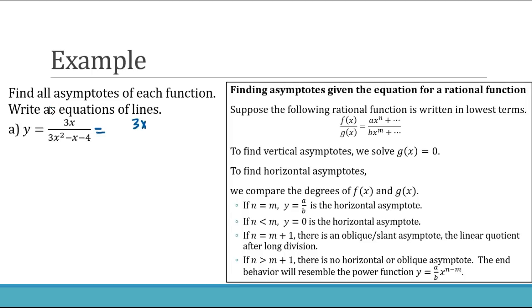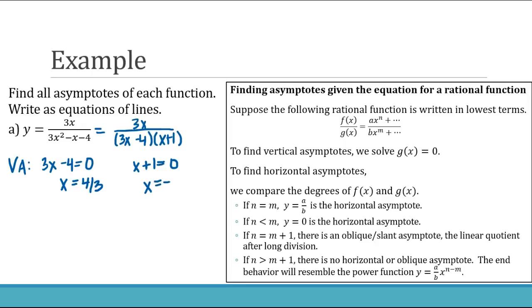So the numerator is 3x. The denominator is going to factor to 3x minus 4 and x plus 1. So to find vertical asymptotes, we set the denominator equal to 0 as long as we're in lowest terms. So no factors canceled, we have lowest terms. So if I set 3x minus 4 equal to 0, I get positive 4/3. And if I set x plus 1 equal to 0, I get negative 1. And we can leave them like this. In fact, we have to leave them like this. They are vertical lines, so they are x equals.